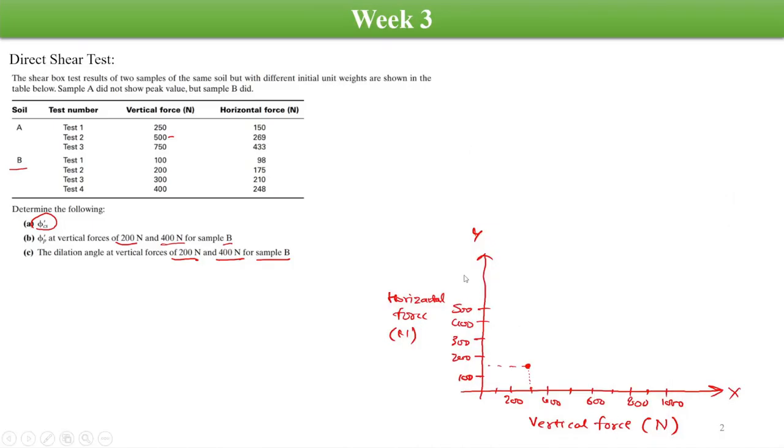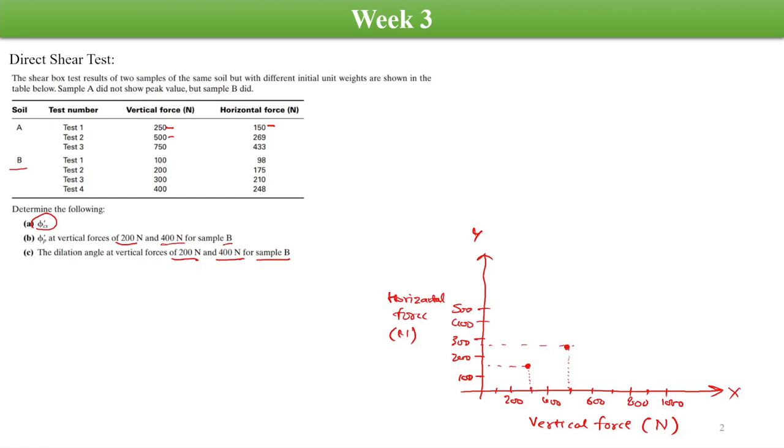Okay, fine. So we were discussing this numerical of direct shear test, and we solved it in the last class, but I'll be solving it again for more clarity. We were plotting the test results for soil A, tests 1, 2, and 3. For the first one, the vertical force is 250 and the horizontal force is 150, so we plotted 250 and 150 on our XY plot. For the second test, the vertical force is 500 and the horizontal force is 269. So that's going to be somewhere here, right?